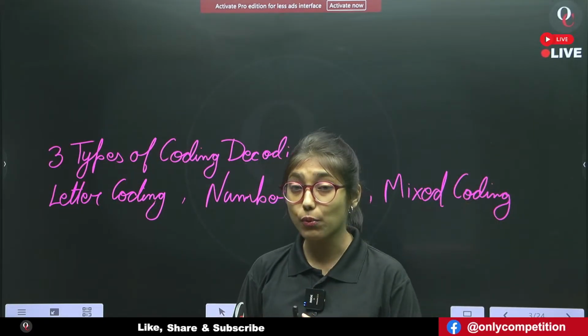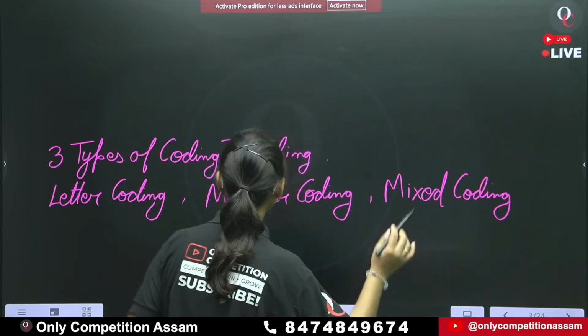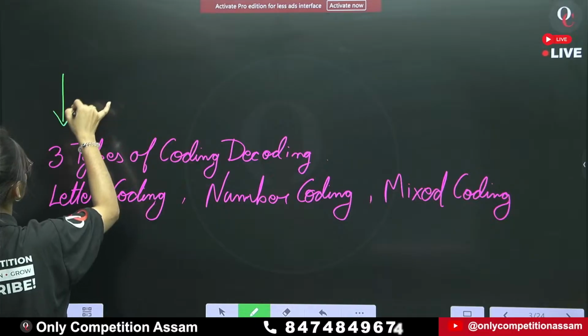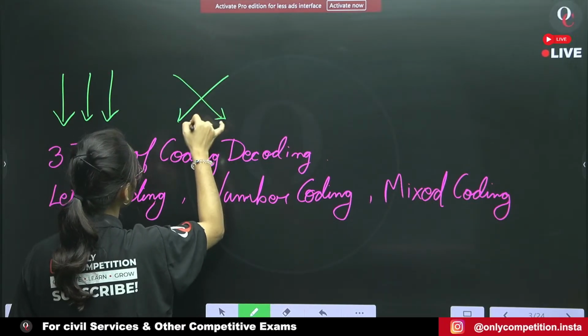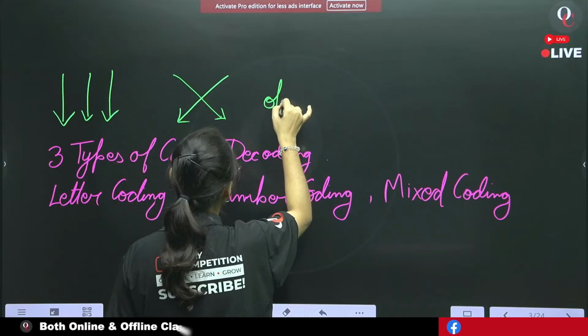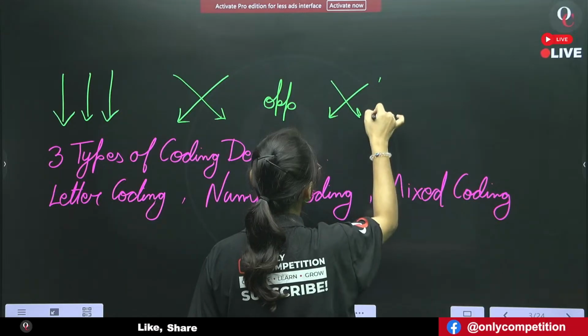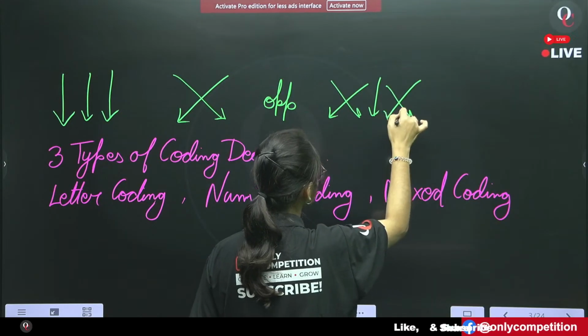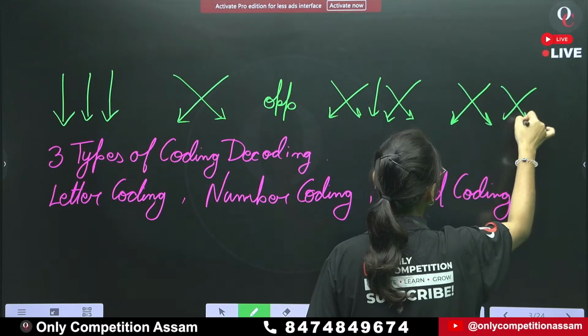So first we need to learn about the patterns. What can be the patterns? The patterns are first vertical pattern, second is the diagonal pattern, third is the opposite pattern, fourth is the diagonal, vertical and diagonal, and last is the diagonal pattern.